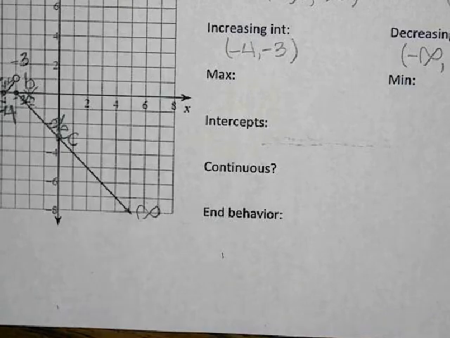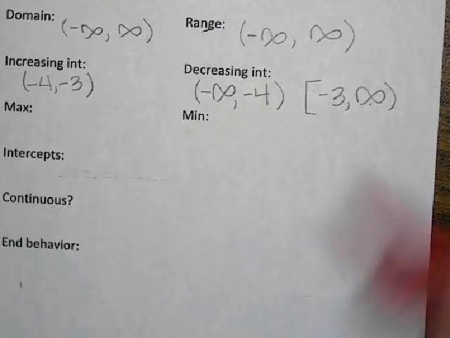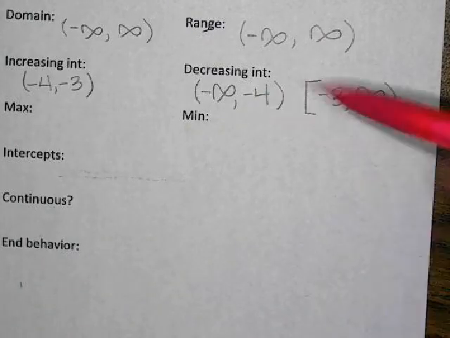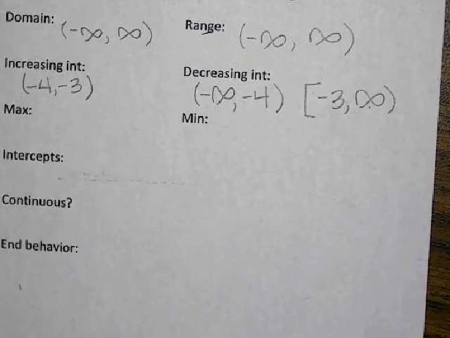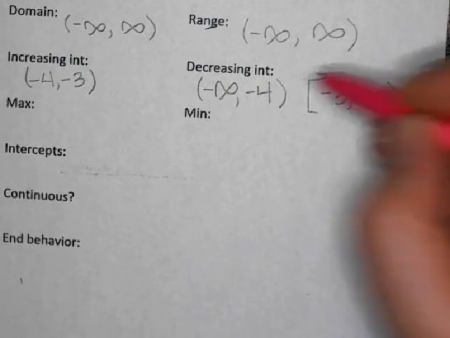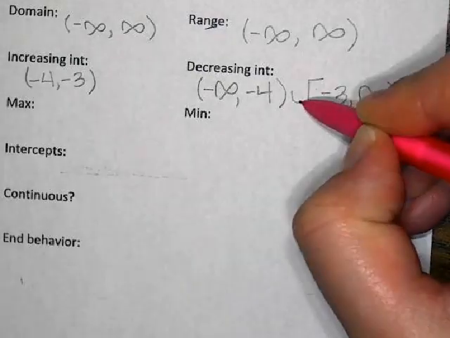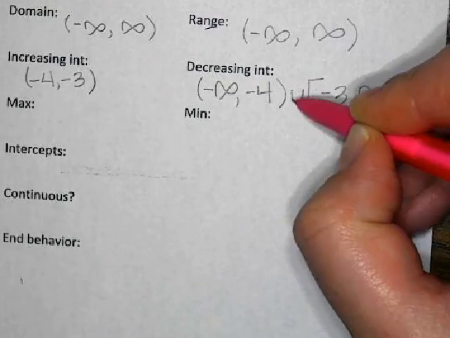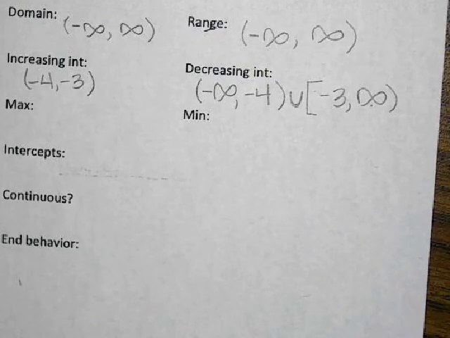Now, whenever we have two answers for increasing intervals or decreasing intervals, or two answers for domain or two answers for range, we put a U in between them. It means union, and it means that for you to be accurate, you have to put both answers. If you put one of the answers, you're wrong. You have to put both answers at the same time to be considered accurate. It's not one or the other, it's both at the same time.